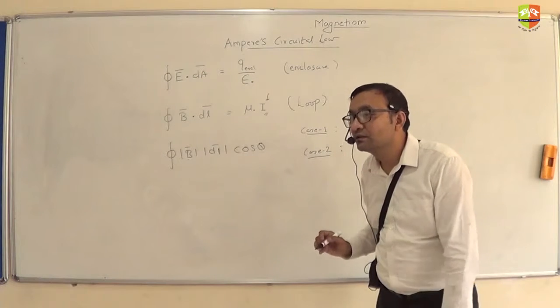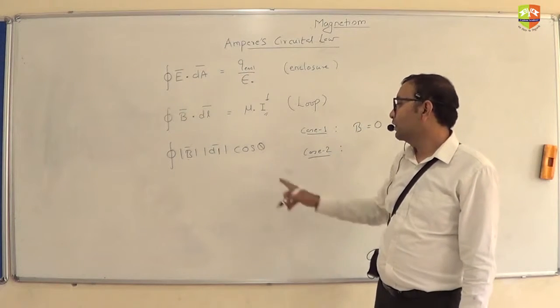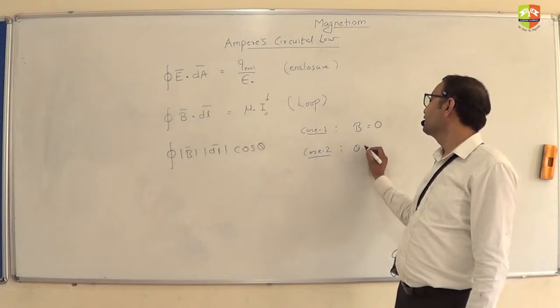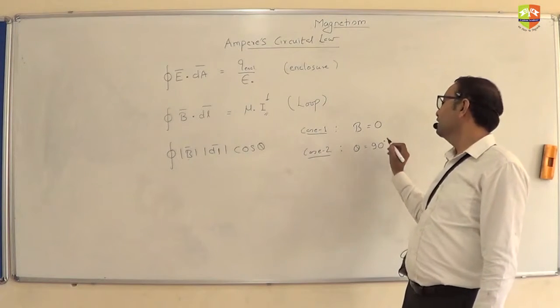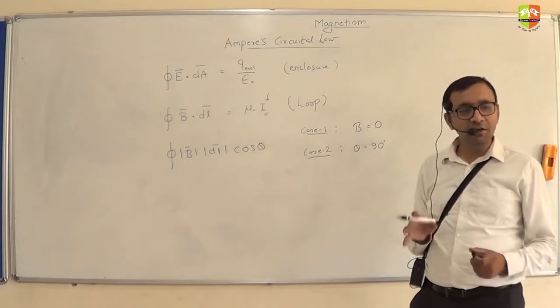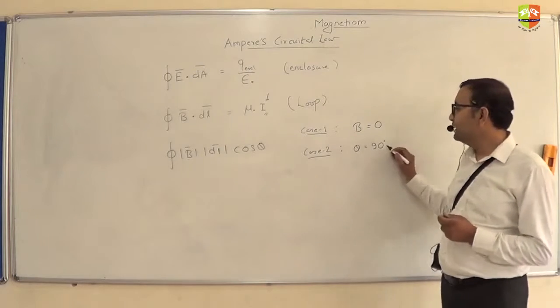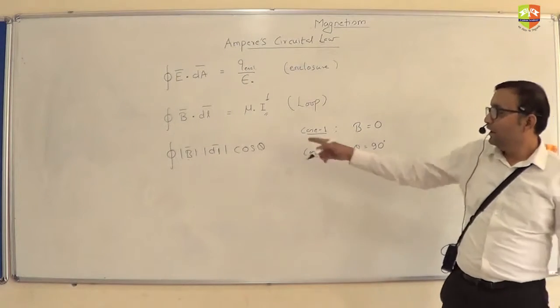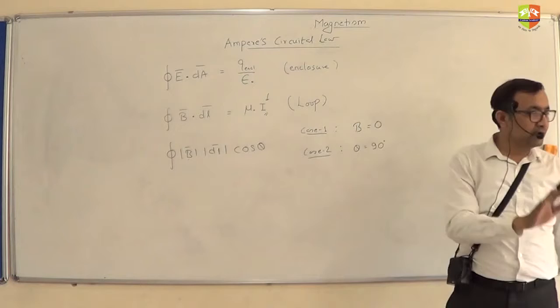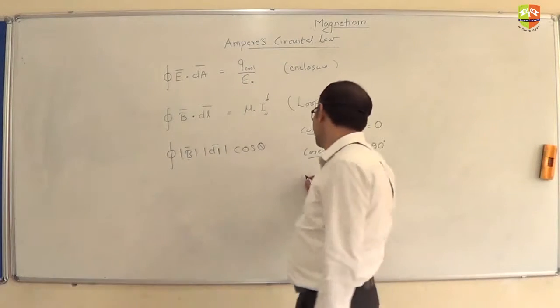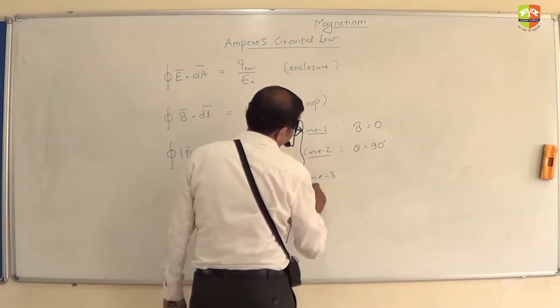Theta is 90, so cos theta is 0. I will first see when it will vanish. So when theta is 90 or B is 0, the integral goes to 0. Easiest of all, right? Next, case 3.